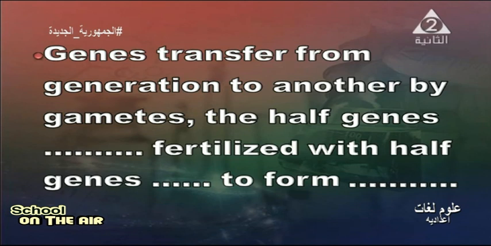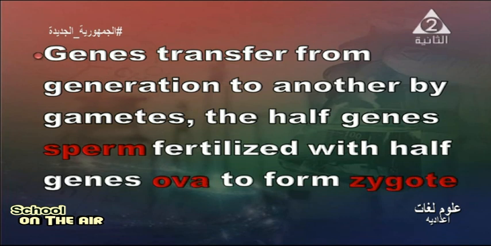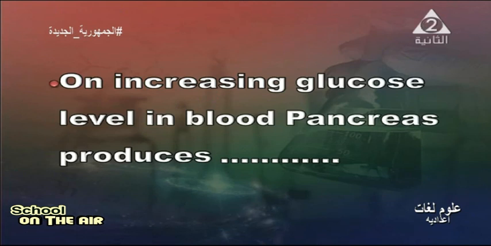Gene transfer from one generation to another is by gamete. The half gene of the sperm fertilizes with the half gene of the ovum to form the zygote, which consists of all the genes, 2N. On increasing glucose level in blood, the pancreas will produce insulin.